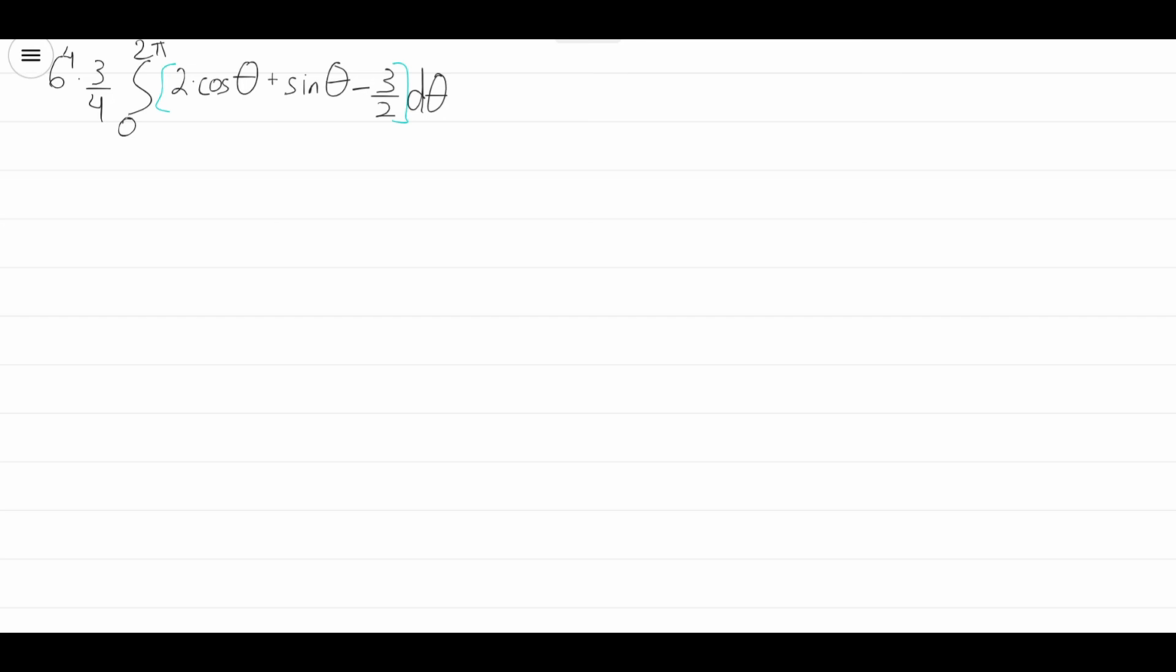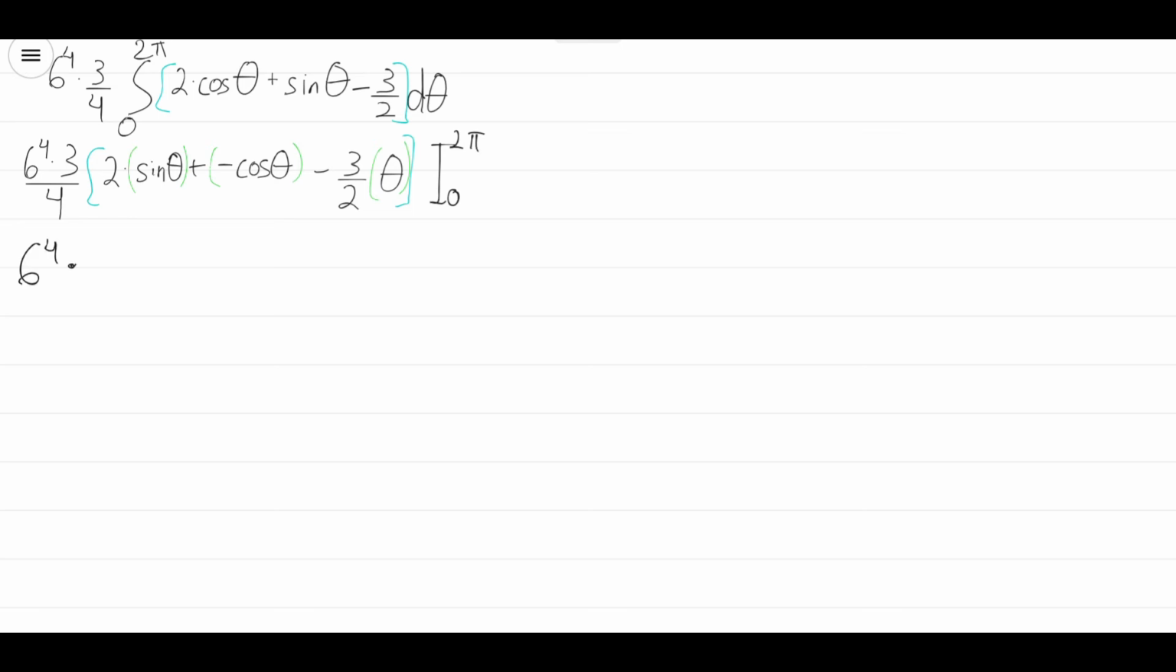So now what we're going to simply do is go ahead and integrate this. So 6 to the 4th times 3 over 2, and we're integrating the cosine theta. I've kept the constant out, so 2 cosine theta, the integral of that is sine theta in the green parentheses, plus sine theta, the integral of that is negative cosine theta, and then minus 3 over 2 times theta. And this is being bounded from 0 to 2 pi.